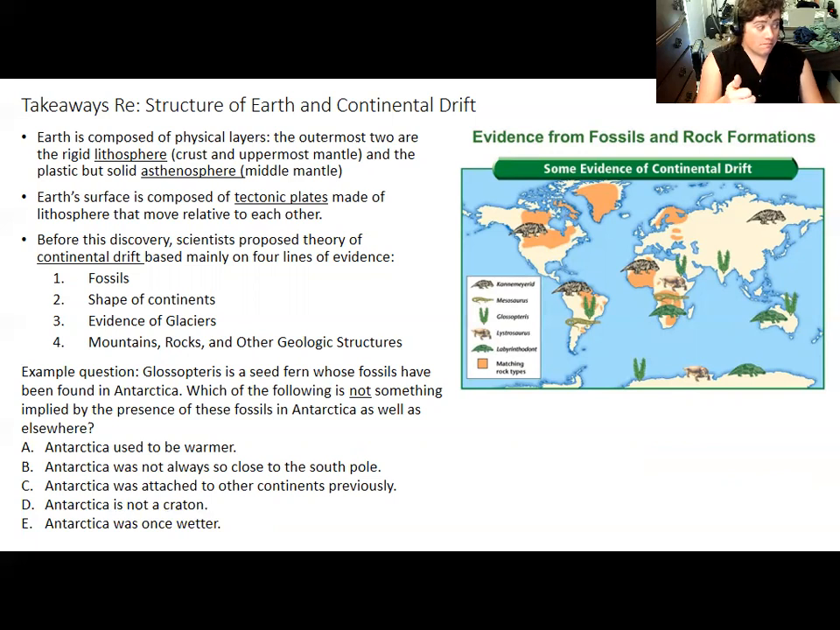But fossils found in Antarctica indicates that it used to be warmer. It's inhospitably cold now. It also was not always as close to the South Pole. It was also attached to other continents because you find these fossils elsewhere. And Antarctica was also wetter because it once had enough rainfall to support forests. So yes, that's the type of questions I might ask about continental drift, or that's an example of the type of question I might ask.